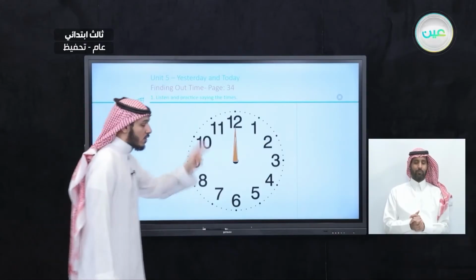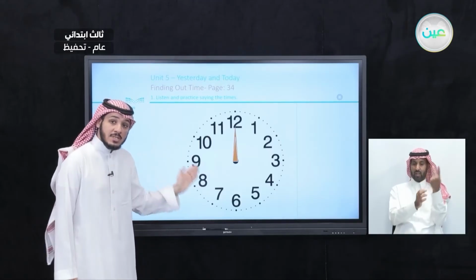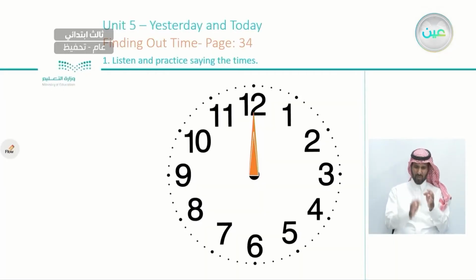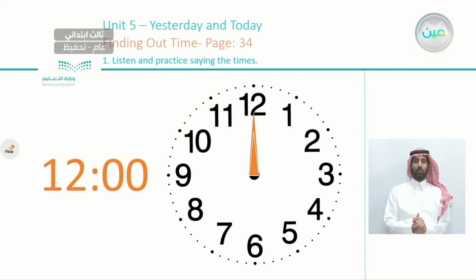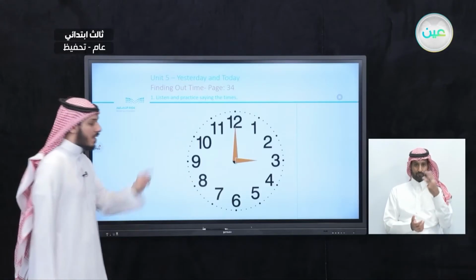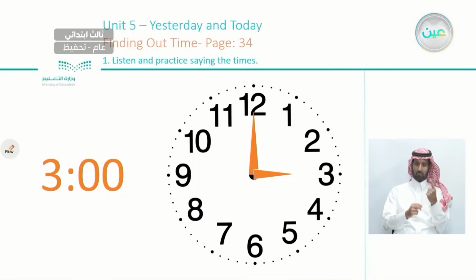What about this? We have the two hands here on 12. Can you tell me what time it is? It's 12 o'clock. Excellent. Why? Because the short is on number 12 and the long one also on number 12. After that, what time is it here? 3 o'clock. Excellent.